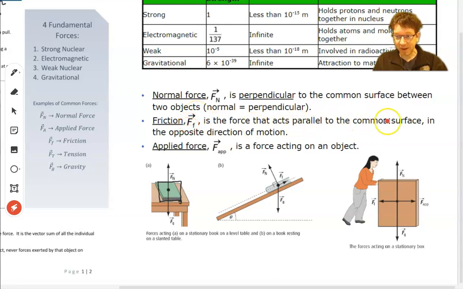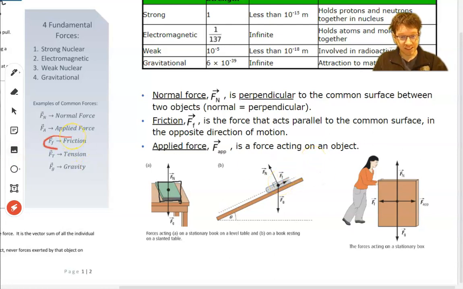Right? It acts parallel to the common surface, the surface that it is in contact with. That's the opposite of the normal force. So the normal force is perpendicular to that surface. Friction is parallel to the surface and in the opposite direction of motion. So if we have this book sliding down the ramp, friction is going to be up the ramp.